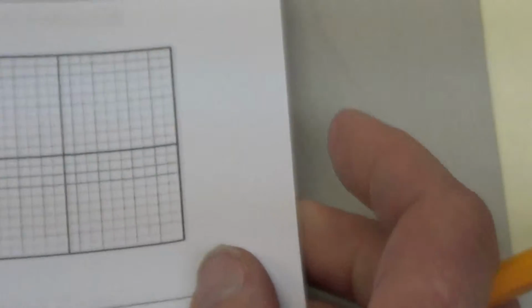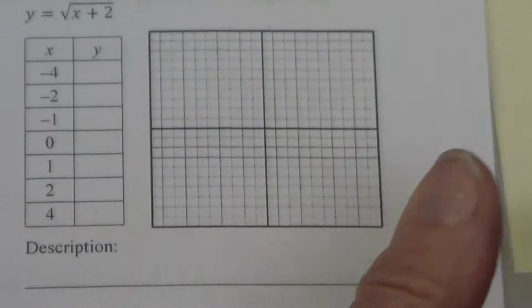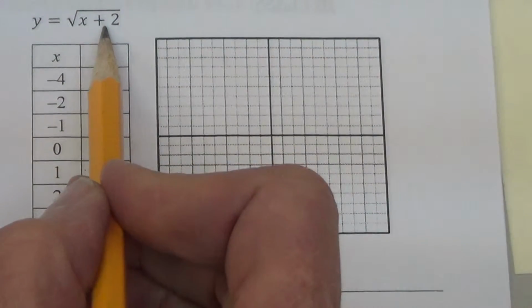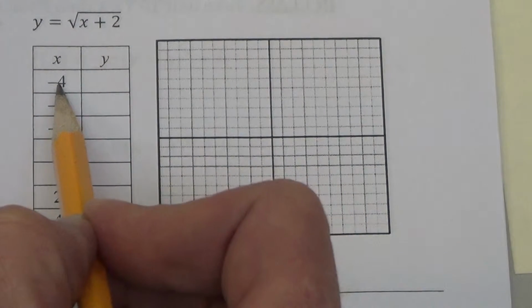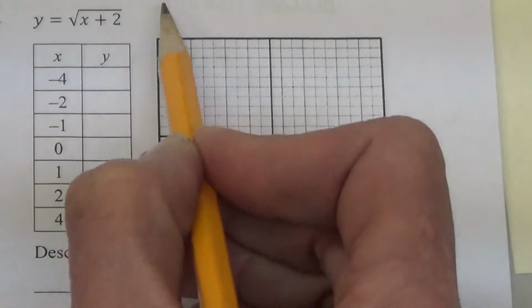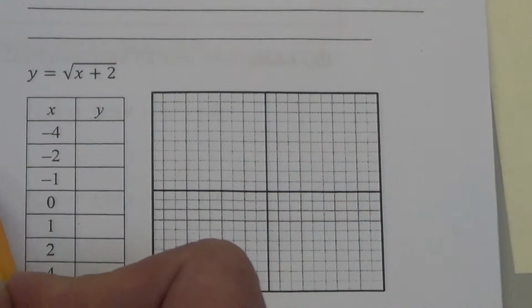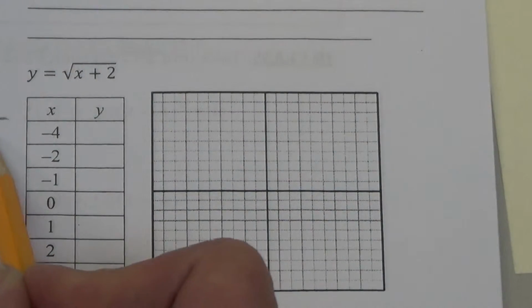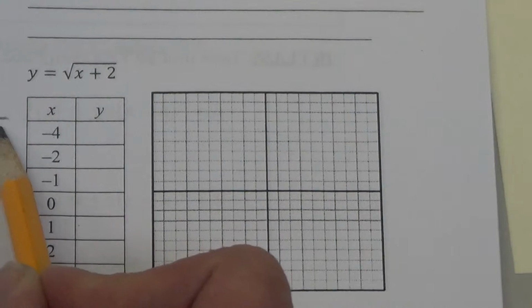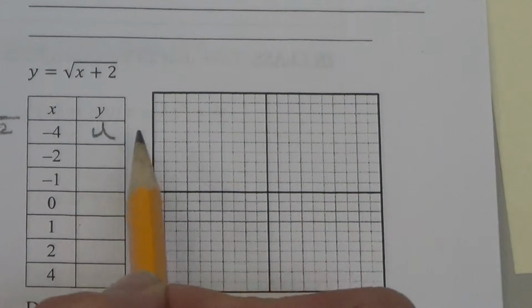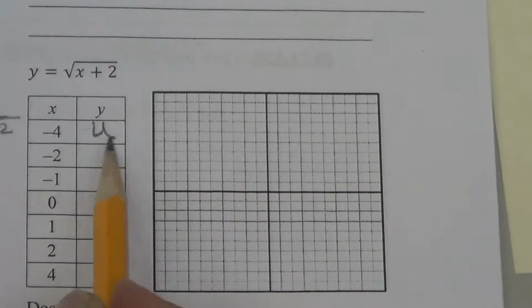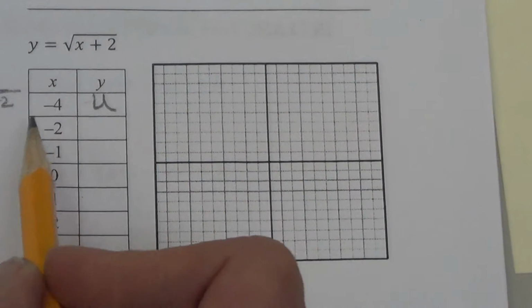Let's go first to the square root transformation page. Let's just start with number 4. Number 4, we need to add 2 inside of that square root. So you actually have to go and add it to the negative 4. Negative 4 plus 2 would be a negative 2. We can't take a square root of a negative number and get a real answer, so we have to put it undefined.